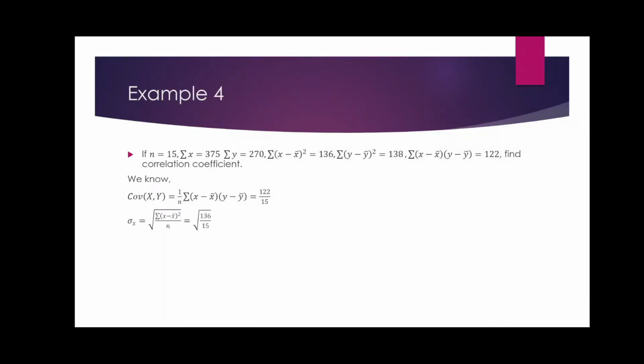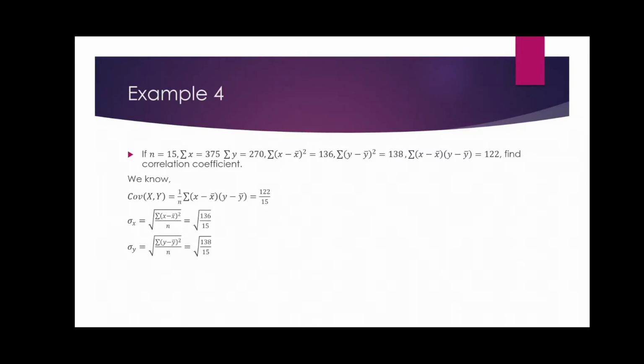Then what is sigma x? That is the standard deviation of x, that is square root of summation of (x minus x bar) whole square by n. That value is also given, so let us keep it like this. So under root 136 by 15. Let us keep it like that. Similarly, sigma y, the standard deviation of y, following the same formula, is this.